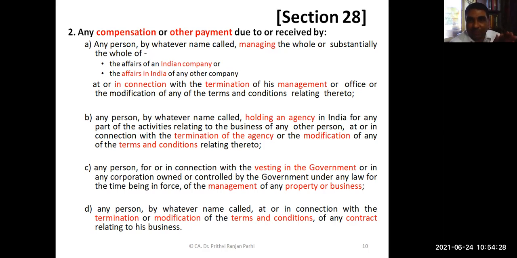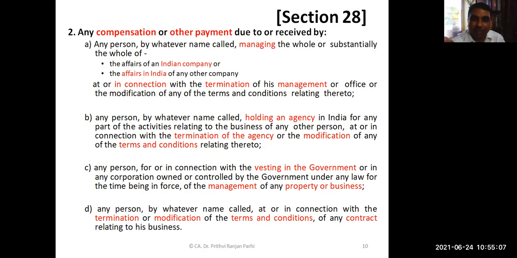Now, the second component of section 28, as you can see, deals with compensation. Compensation or other payment which is due or received by certain persons. If these people have received some compensation, that compensation amount will also be taxable under the head profit and gains of business or profession. Who are those people? Any person, by whatever name called, managing the whole or substantially the whole of the affairs of an Indian company, or the affairs in India of any other company. That means it may be an Indian company, it may be a non-Indian company also.